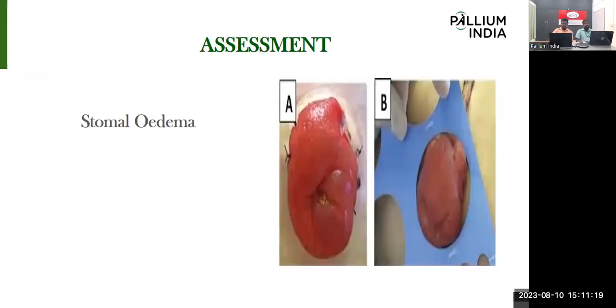Then while we are seeing the stoma of a patient, some assessment we need to do. First one is the stomal edema. If we see a stoma with edema soon after the surgery, the stomal edema is normal, because around 6 weeks are needed for the stoma to reach a normal stage. So gradually the edema will decrease. Soon after the surgery, the edema will normally be there. We need to keep it in mind.